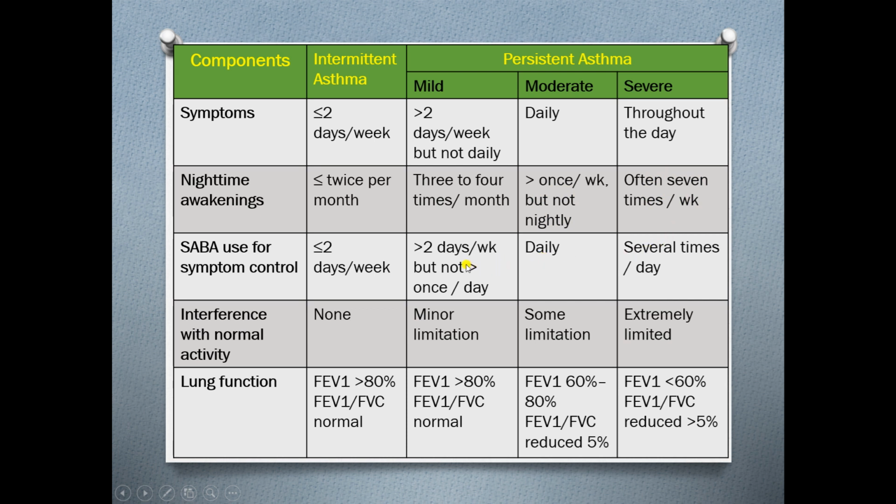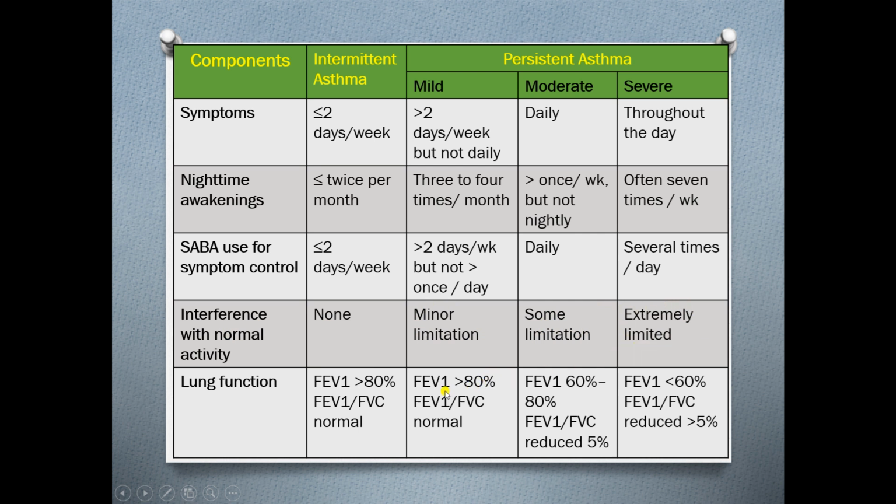Short-acting beta 2 agonist use for symptom control is more than 2 days per week but not more than once a day in mild cases. In moderate cases, the patient needs to take 1 puff of salbutamol daily. In severe, the patient has to take salbutamol several times per day. Interference with normal activity is very minor with mild persistent asthma, there is some limitation with moderate, and in severe persistent asthma it is extremely limited.